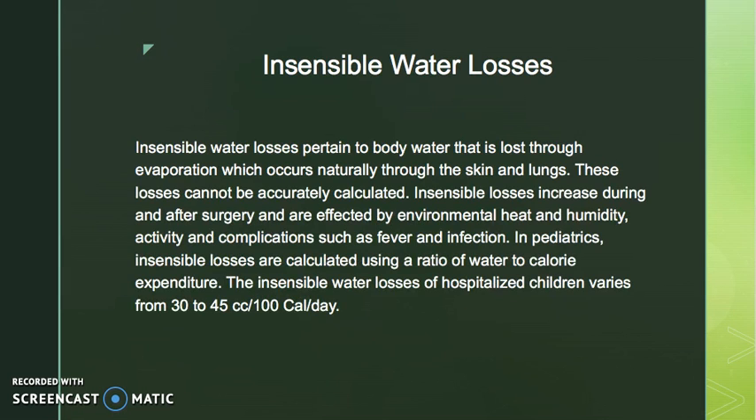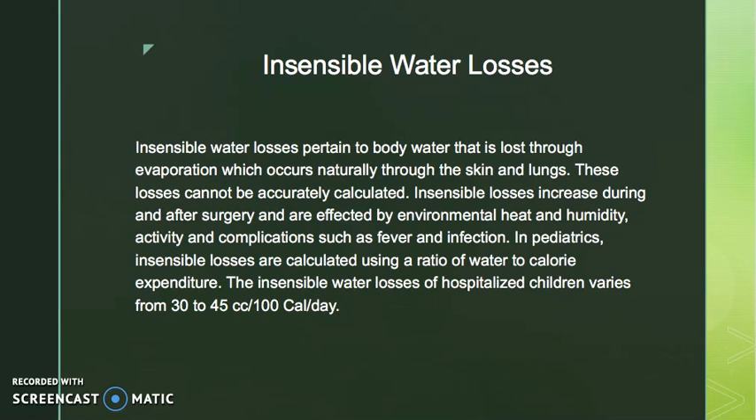So one of the IV fluid orders is to replace insensible water losses. What does that mean? Well, insensible water losses pertain to body water that is lost through normal metabolism. The water is lost through evaporation, which occurs naturally through the skin and lungs during respiration.